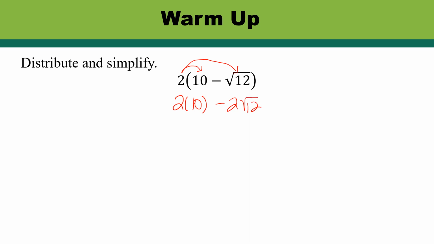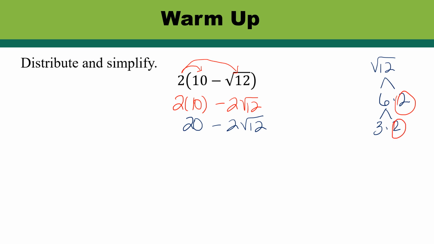2 times 10 is 20, minus 2 times the square root of 12. Now let's simplify the square root of 12. The square root of 12 can be written as a product of 6 times 2, and then 6 can be written as a product of 3 times 2. Now, our process shows that if we get a pair of 2's, they're going to come out.